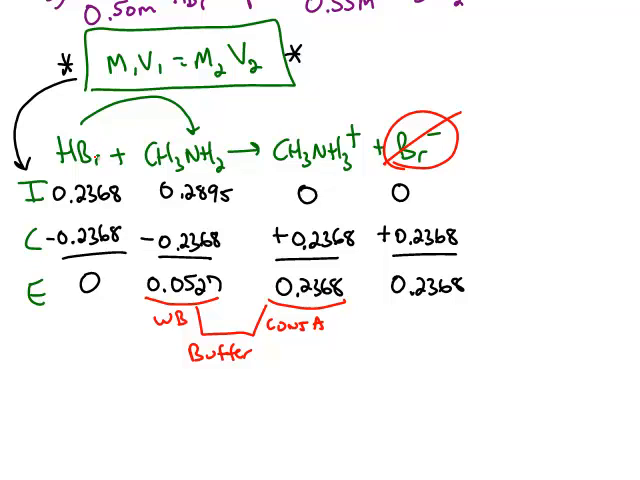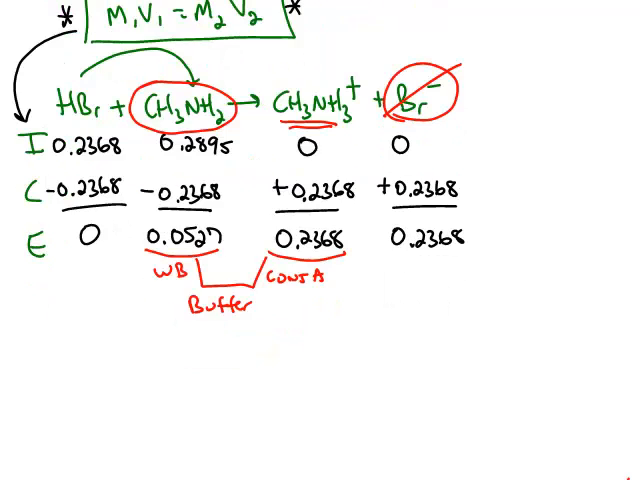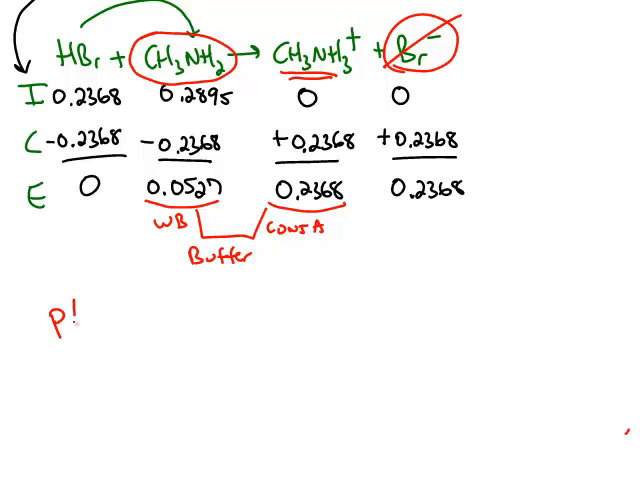When you have one component strong and one component weak, you can create a buffer because we're making the conjugate acid and we still have some of the conjugate base left over. So once you recognize that you have a buffer, you can go to the Henderson-Hasselbalch formula.